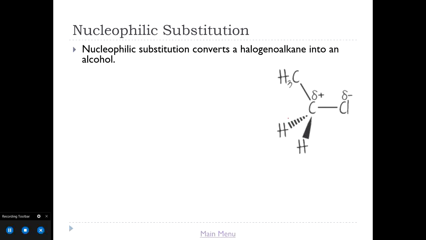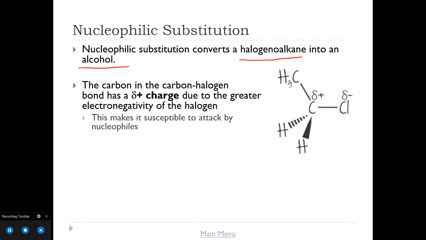So nucleophilic substitution converts a halogenoalkane into an alcohol. So that's the overall process. A halogenoalkane, say chloromethane, for example, can be converted into methanol. Here we have an example of chloroethane. So we have two carbons, CH3, CH2, and a chlorine.